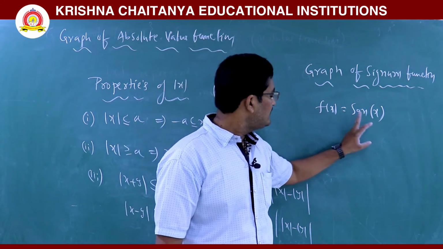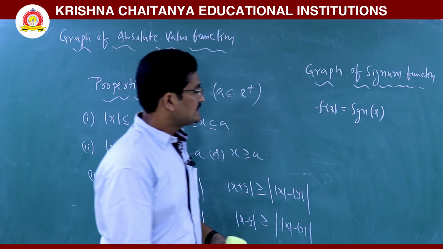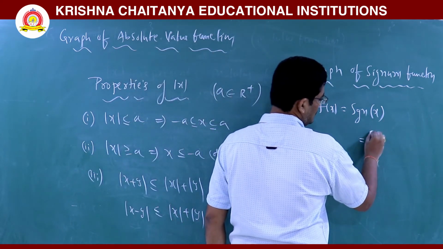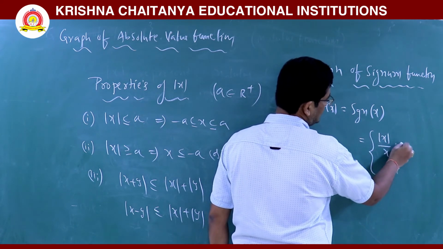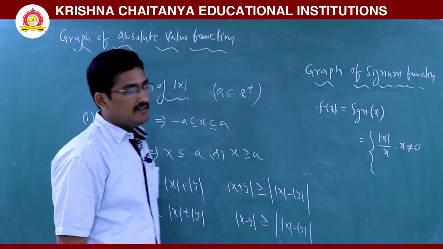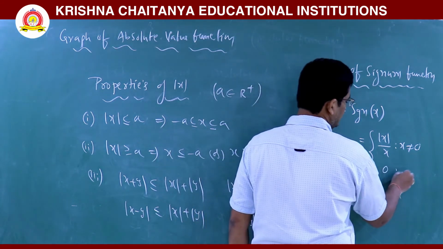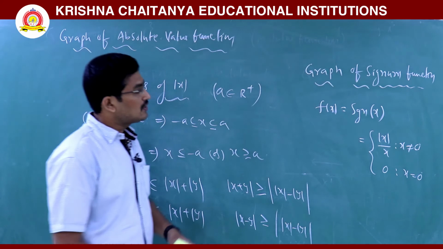First we have to define what the signum function of x is. What is the definition of the signum function of x? The signum function of x is defined as mod x by x if x not equal to 0, and 0 if x equals 0. So f of x equals the signum function, and we have to draw this graph.